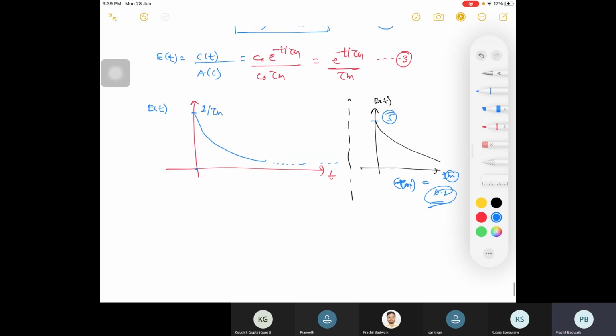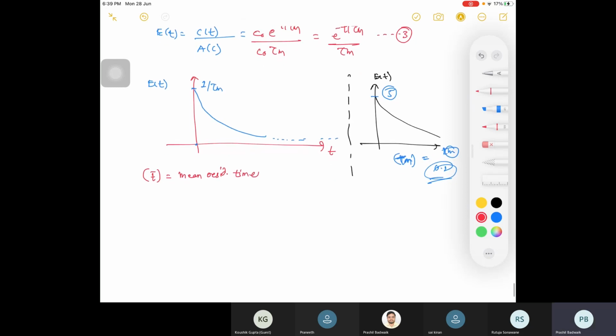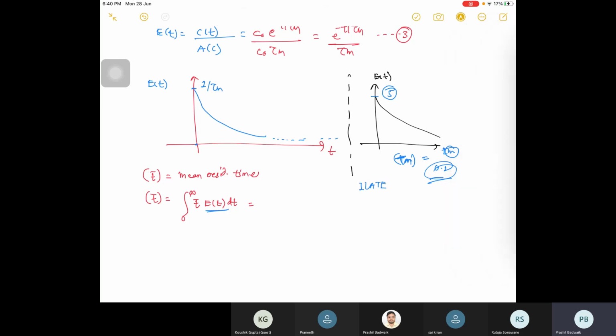Then what is your next value? Your t mean, the mean residence time. How can you calculate t mean? It is the first moment of the RTD. Please substitute your E of t here, and apply the by-parts integration principle and integrate it.